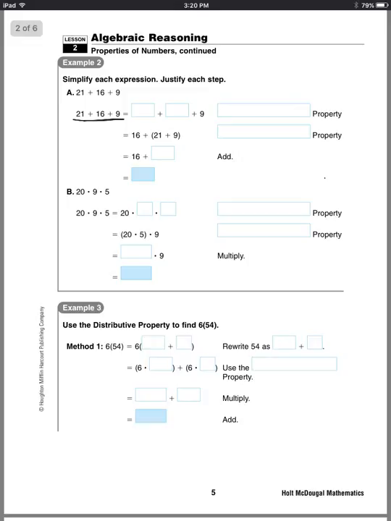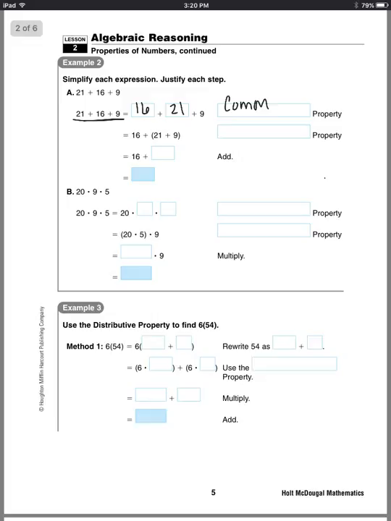So if I look at those numbers, I see 21 and I see 9. Those add up to 30. So what I want to do is put those together. Okay, and then I'm going to put the other number out here. And all I did was I switched two numbers. Instead of 21 plus 16, I have 16 plus 21. So that is the commutative property. I'm just going to put COMM for commutative.